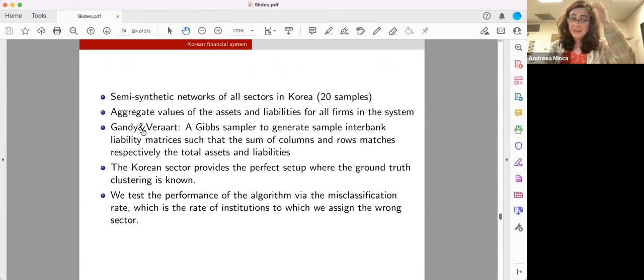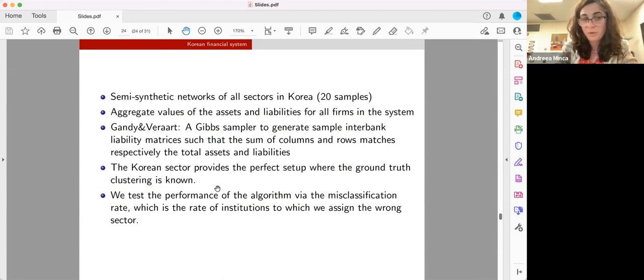And there is this algorithm that is in fact very useful. In many stress testing environments, this type of algorithm is used, because the central bank, or the regulator, does not observe the entire network, and so you kind of have to fill in the gaps. You have to use a method to fill in these gaps. And in this example, we use a Gibbs sampler to generate sample interbank liability matrices that are consistent with the aggregate value of assets and liabilities.